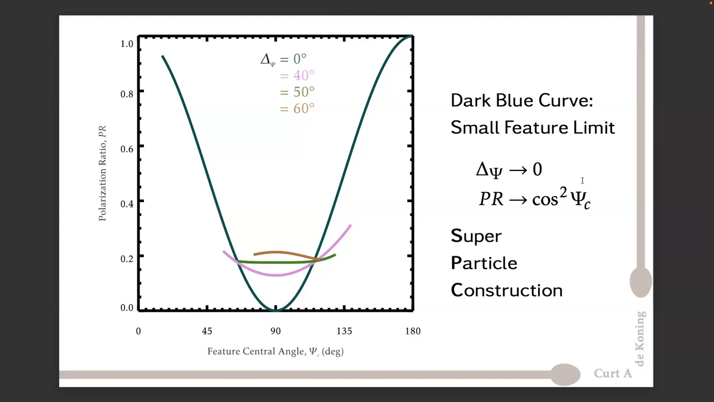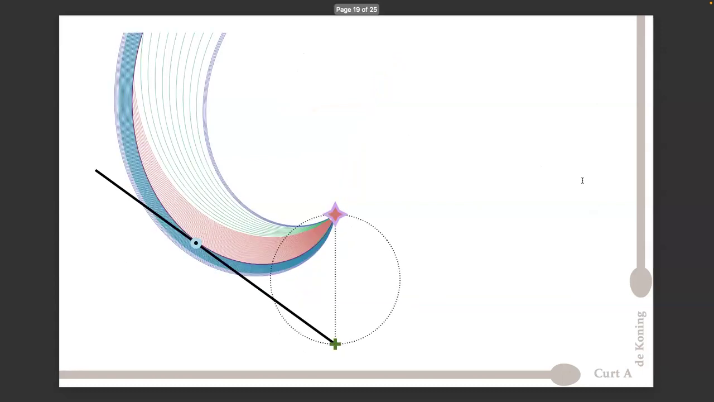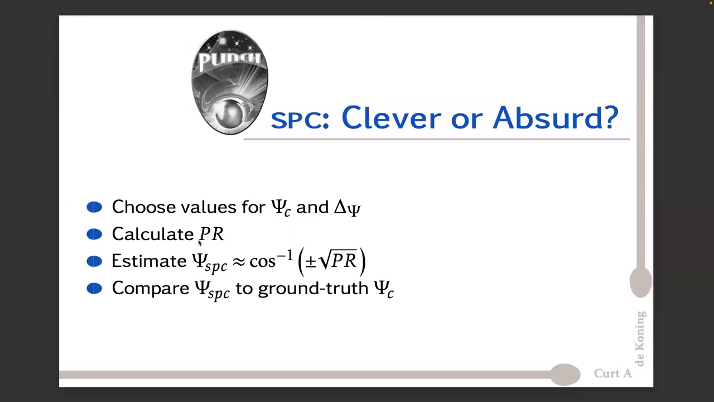Now you may be thinking, is this a good idea? After all, what I'm suggesting is that we take all the material that is within this line of sight, all the material within this compressed region, and shove it all into one point. Is that a smart idea? Is that a clever idea, or is that an absurd idea?